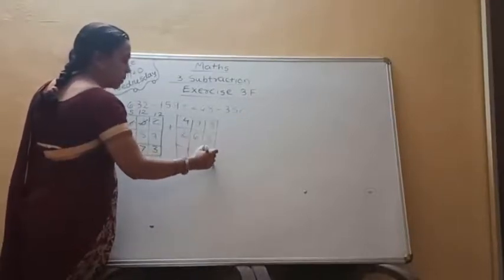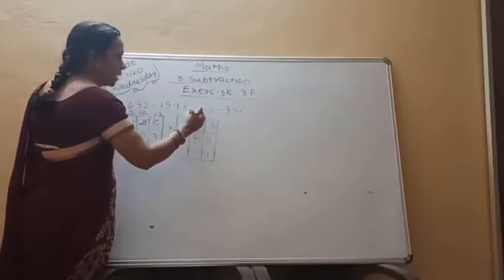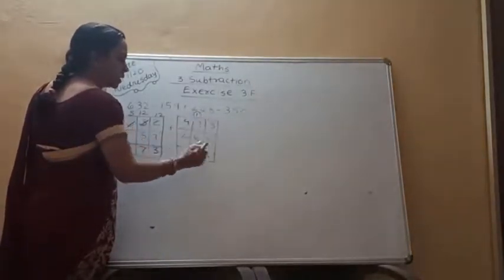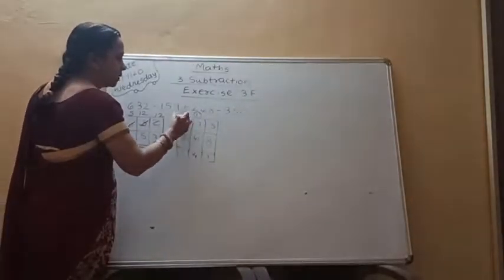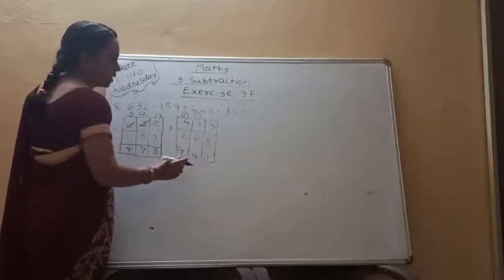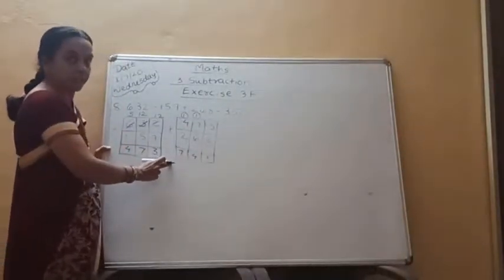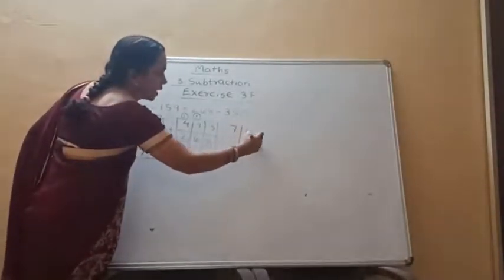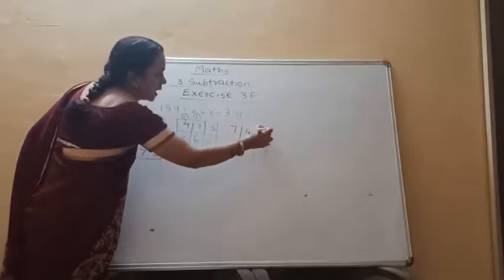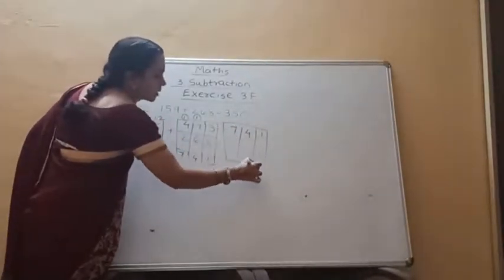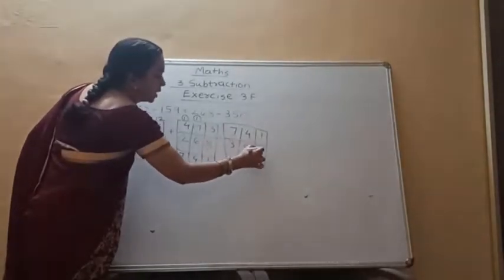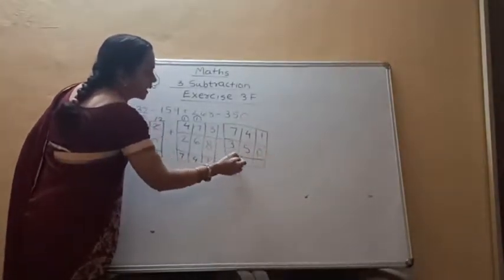8 plus 3, 11. Carry 1. 7 plus 1, 8. 8 plus 6, 14. Carry 1. 4 plus 1, 5. 5 plus 2, 7. So what is our answer? 741. So write down here 741 minus 350. Now do this subtraction.